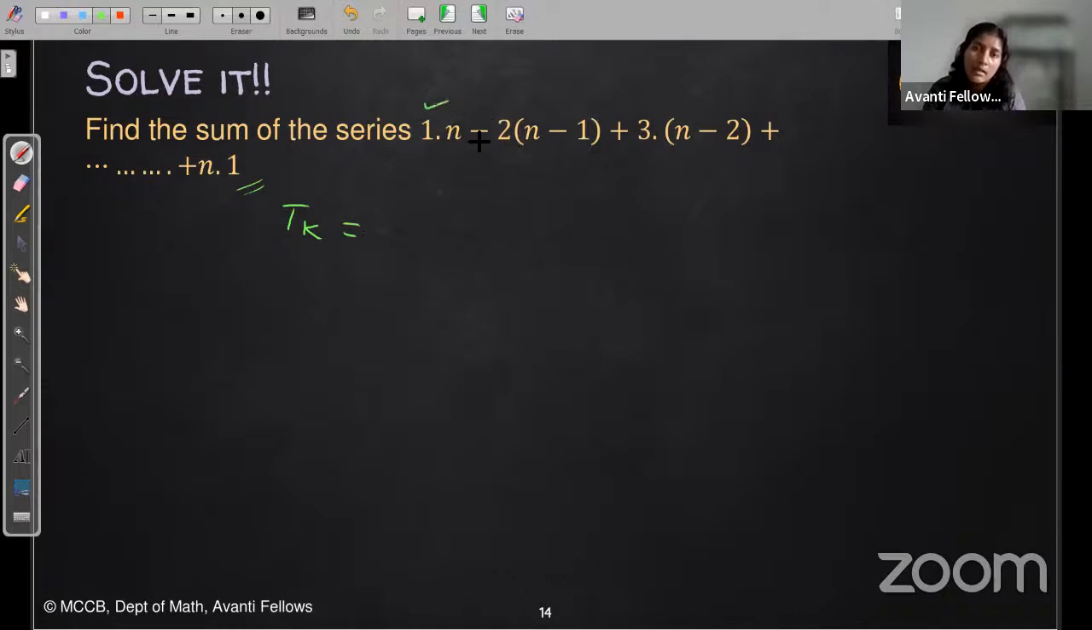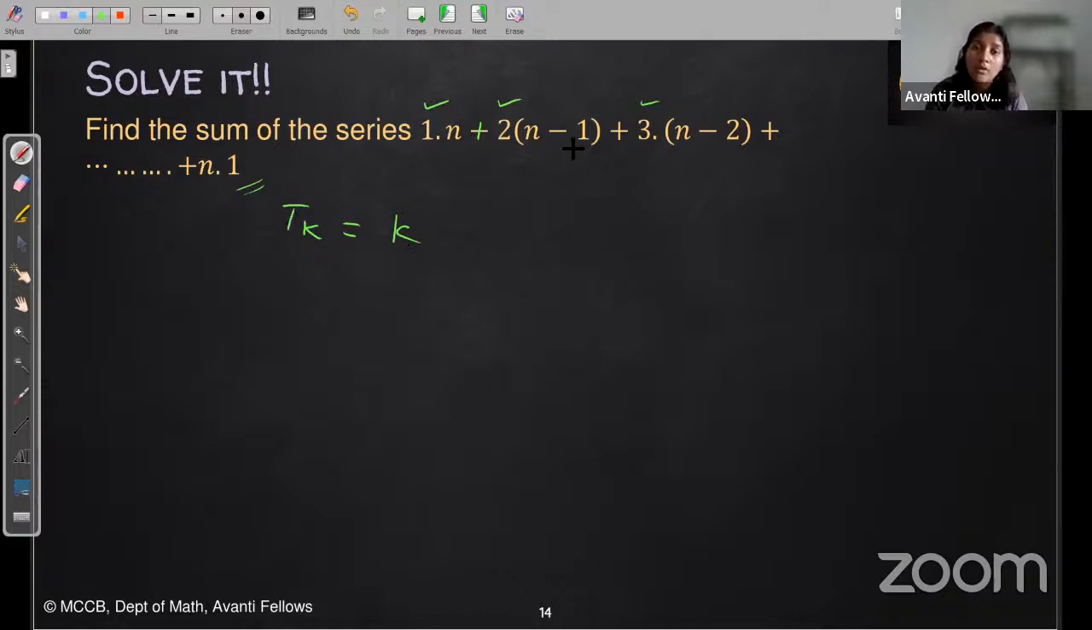Observe the first term here. How is this first term varying? It's 1, 2, 3, so on. The first term is varying as 1, 2, 3, so on. So the kth term will be what? k. Correct? We got it.